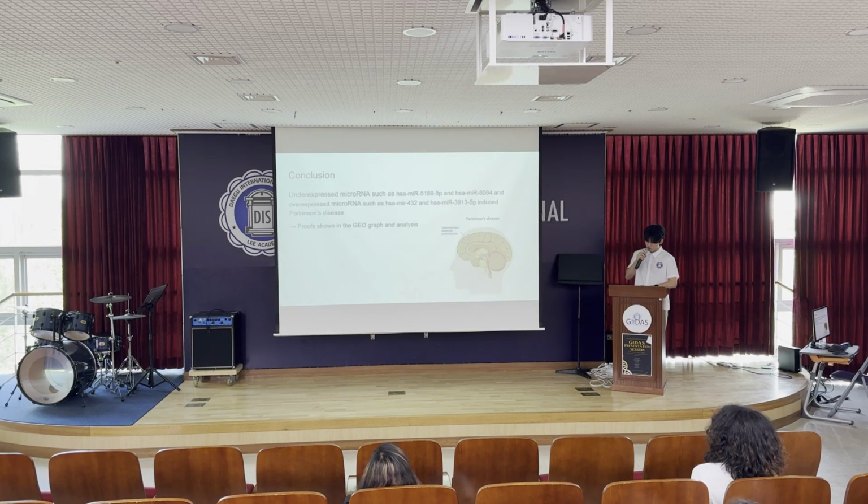To conclude my experiment, I stated how underexpressed RNA, such as HSA-MIR-5189-5P and HSA-MIR-8084, and overexpressed RNA, such as HSA-MIR-432 and HSA-MIR-3913-5P, are associated with Parkinson's disease. This was further supported through the GEO graph analysis.